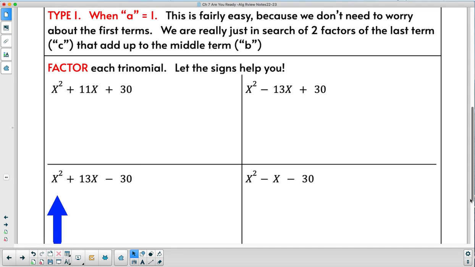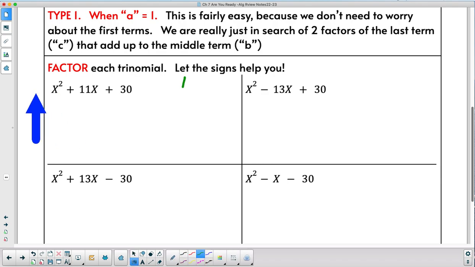So when a is 1, this is fairly easy because we don't need to worry about the first terms. We are really just in search of two factors of the last term, c, that add up to the middle term, b. So this is our middle term, 11. This is our last term, 30. And please notice all our last terms here are 30. So what we're going to do is talk about the factors of 30.